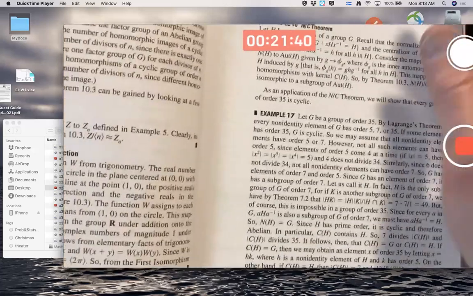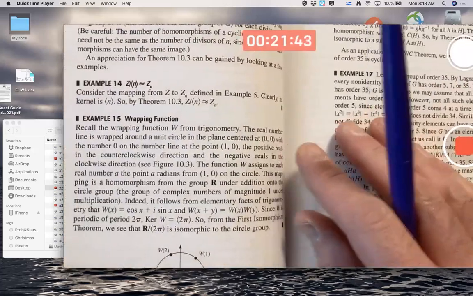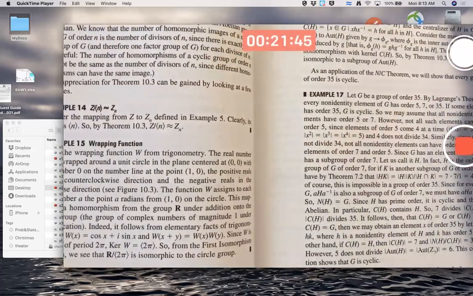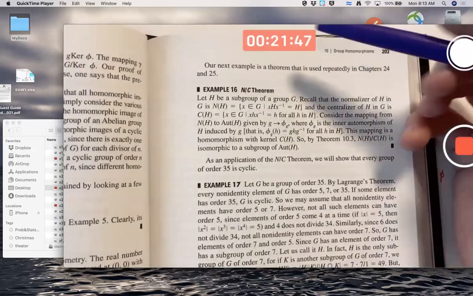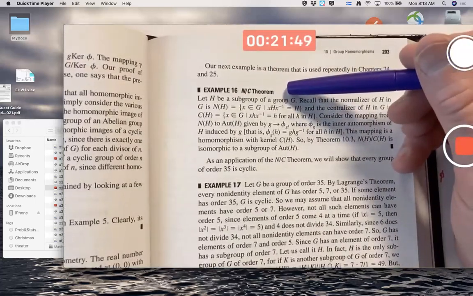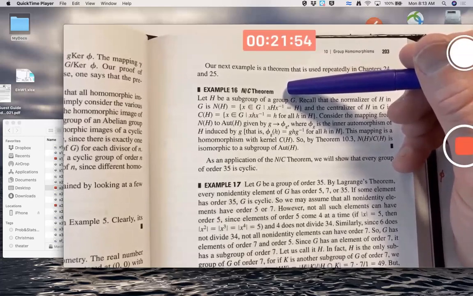This other stuff, these other examples, I think are worth reading, but for sake of time, I'm not going to test you on it. I'm not going to test you on this NC theorem, for example. It's actually a pretty neat theorem in its applications, but I'm not going to test you on it because we just don't have the time.